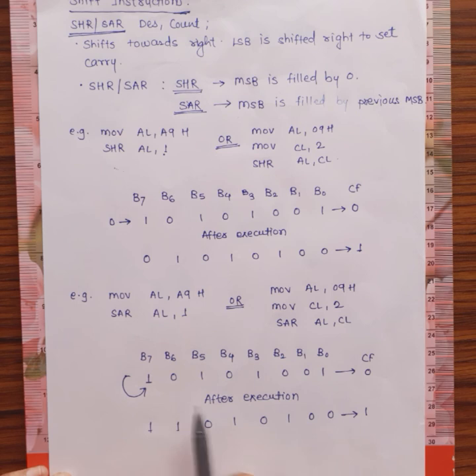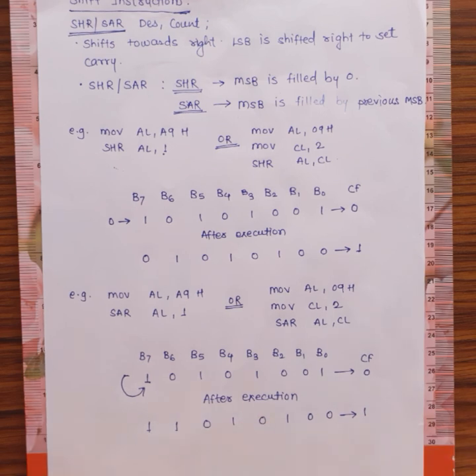After execution, this 1 will be moved to the carry flag, and the bits B1 to B7 will be shifted towards right by a single position. The MSB will become empty and that will be filled by the previous MSB, which is 1. With this, the sign is preserved in case of the SAR instruction.